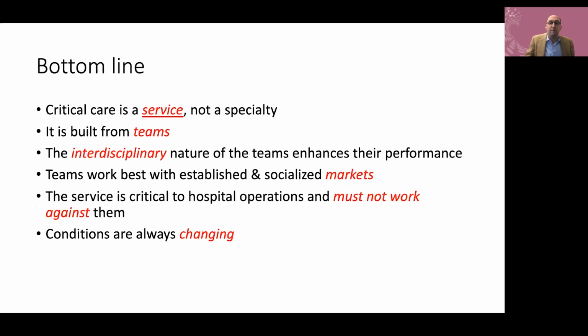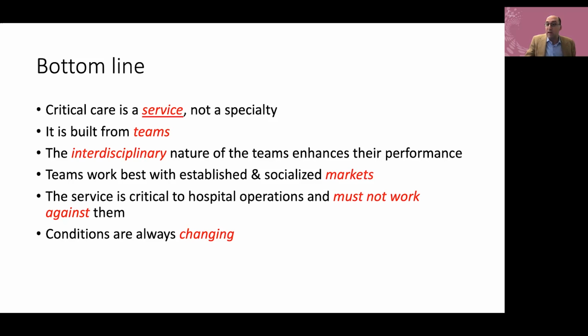My bottom line in making these arguments is that specialty pay still makes the most sense. The work a unit does is a minor consideration at most. And the reason for that is, first and foremost, critical care is a service. It's not a specialty. And that service is provided by teams. And these teams are multidisciplinary, coming from different backgrounds. Their good working relationships within and between each other are what define quality ICU care.